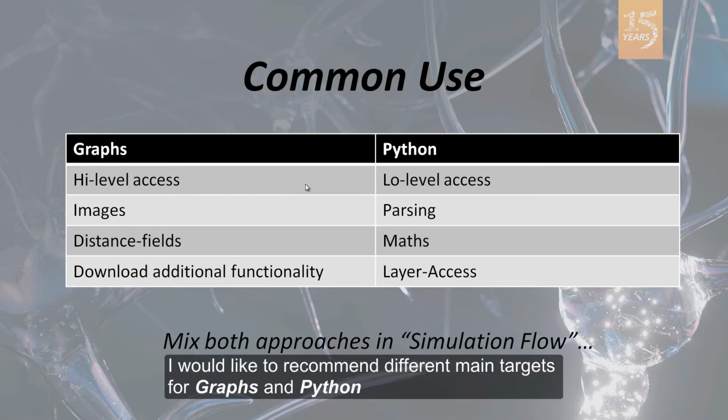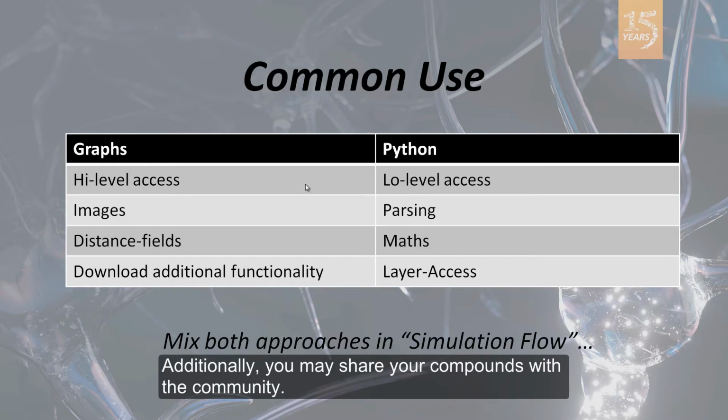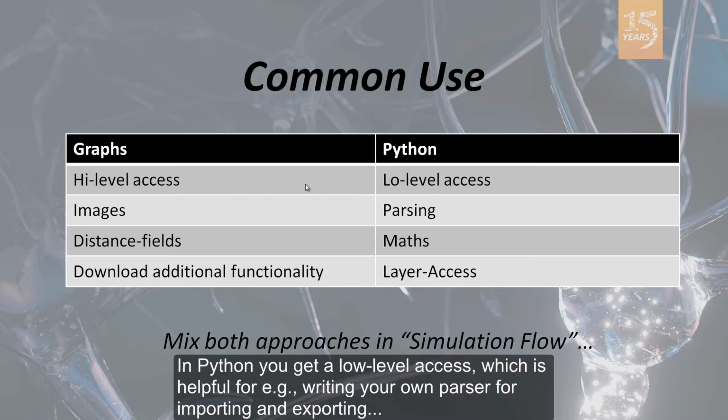Well, I would recommend different main aims for graphs and Python. So I already mentioned with graphs, we got the high-level access, and we got a lot of nodes working on images, for instance, distance fields, and you can download additional functionality and even upload your own compounds to share them with the community. And in Python, we got low-level access.